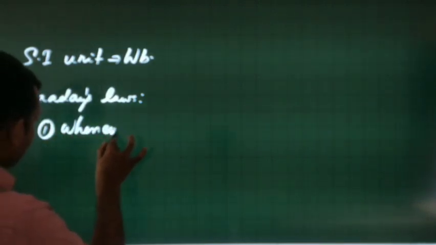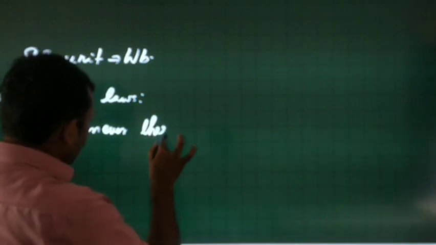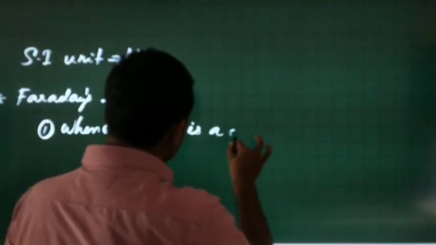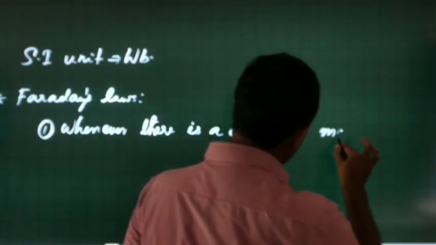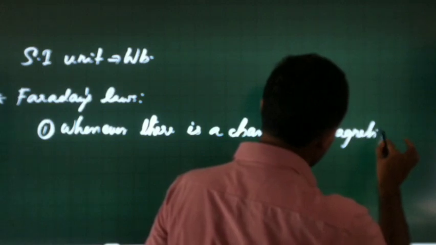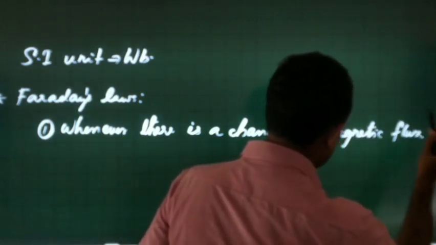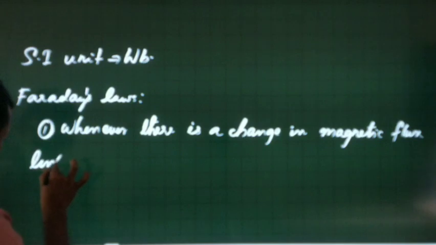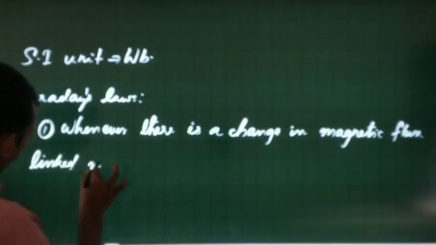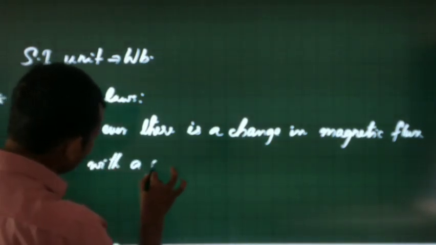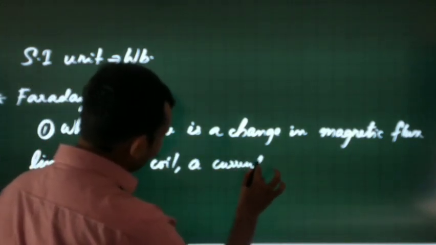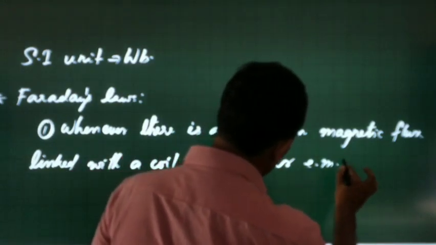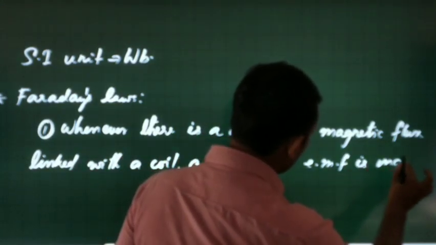Whenever there is a change in magnetic flux linked with a coil, a current or EMF is induced in the coil.